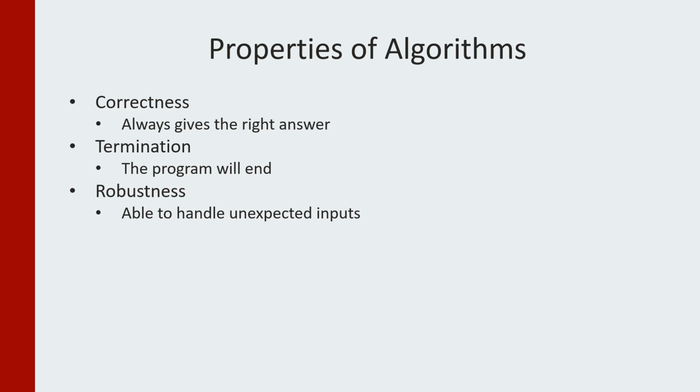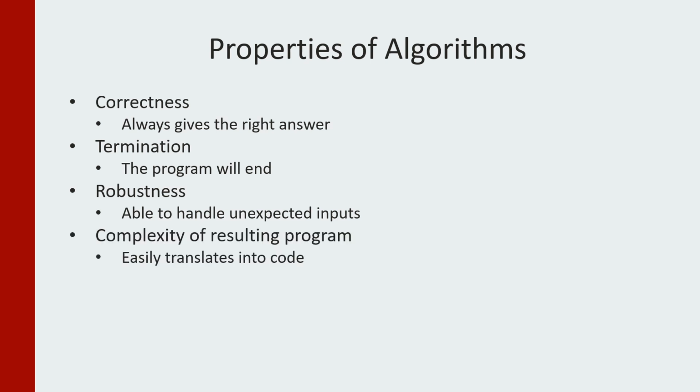It should be robust. It should be able to handle unexpected inputs. So this is where testing comes in. And it should match the program that you're going to write. So whatever level of algorithm you're writing with the pseudocode, it should be easy to translate that pseudocode into the specific programming language. If it's not, then you need to go back to your pseudocode and think about breaking it up even into more steps.